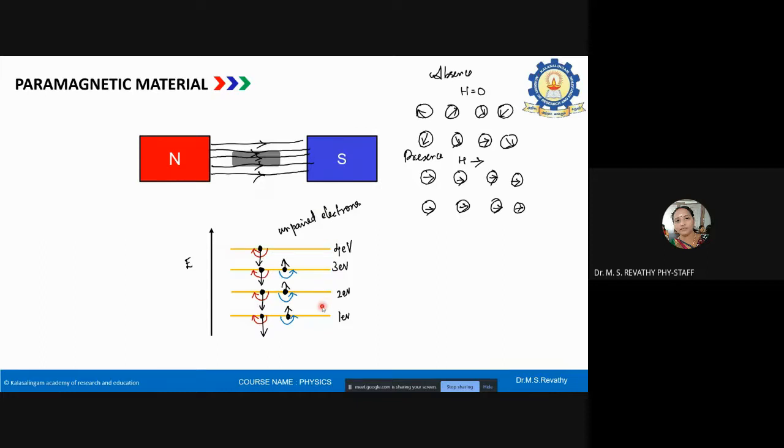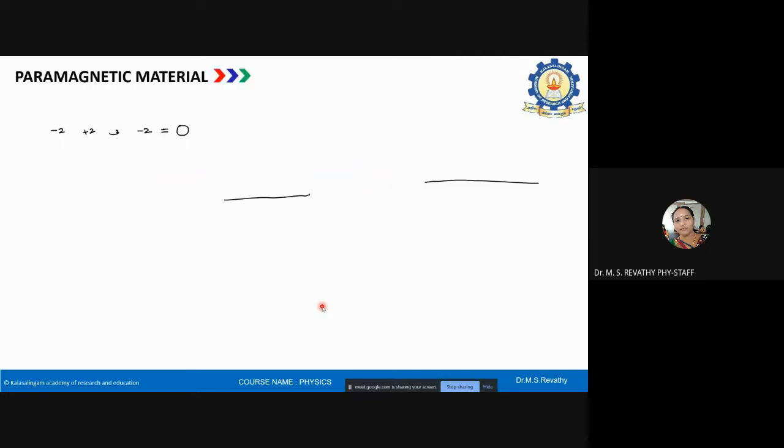Okay, so after understanding about the lines of force and the energy levels and unpaired electrons, now we are going to see or list some properties of paramagnetic materials. Okay, now let us do the properties. So in the absence of magnetic field, what happens? All the magnetic moments are pointing in different directions. So if I add all the magnetic moments, the net magnetic moment will be 0.